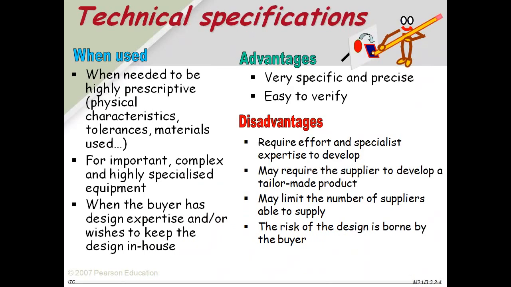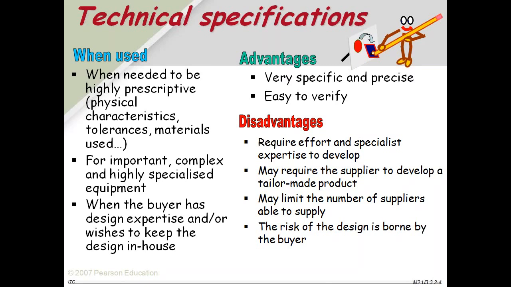Next come technical specs. As I told you, when we write down a specific gear, a specific door, you say, okay, here is the dimension, here is the material, here is the thickness, and you make it for me. They need to be highly prescriptive: physical characteristics, tolerances, materials. It is only for complex items. Many companies, when they are getting parts made, use very technical specs. You have engineering drawings, very specific and easy to verify. The disadvantages are that they require effort and specialist expertise, so they may limit the number of suppliers able to supply.